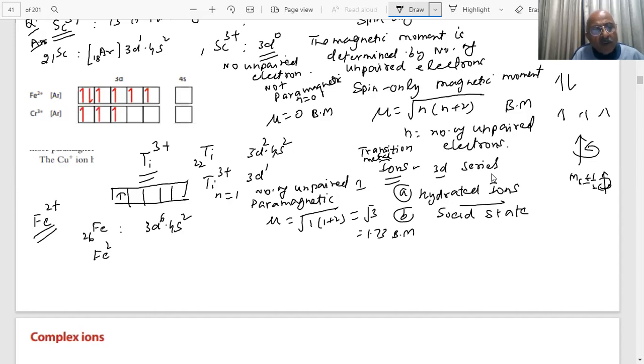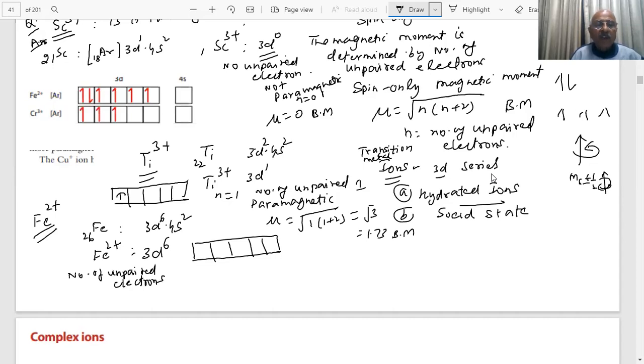Now iron 2 plus will be what, students? Electrons will go from 4s. What will be left? What will be the d count? 3d6. And 3d6 means how many unpaired electrons? Tell me, how many unpaired electrons will be there in the case of iron 2 plus?